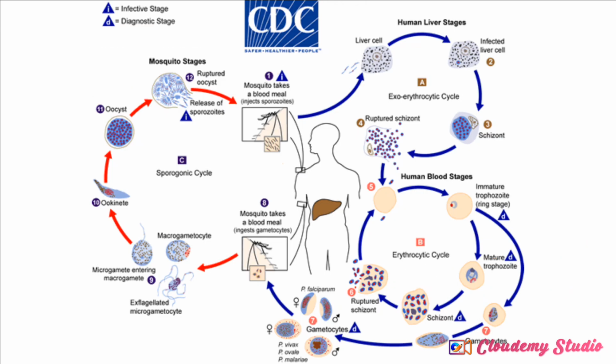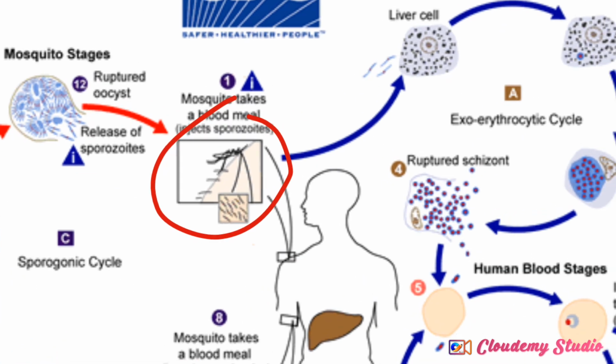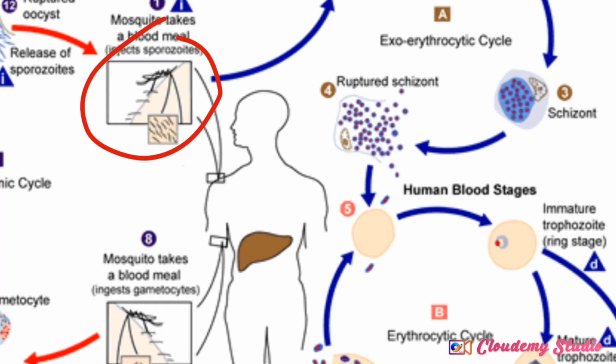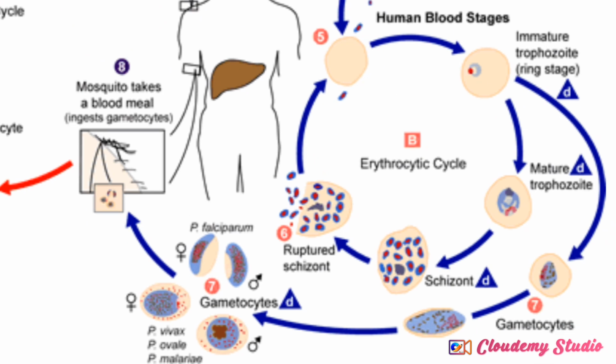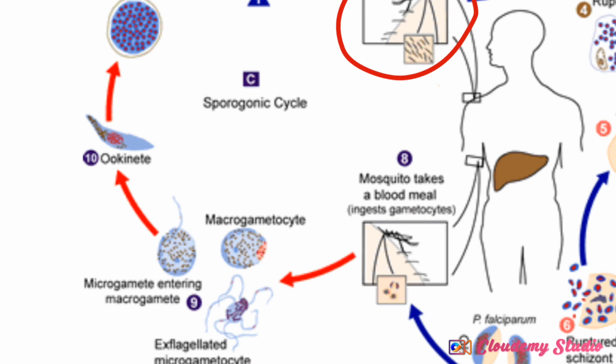Now, this is how they start their life cycle. They have three life cycles. They have the exoerythrocytic life cycle, or known as pre-erythrocytic life cycle. They have the erythrocytic cycle, and they have the what? And they have the sporogonic cycle. These are the three that they have.